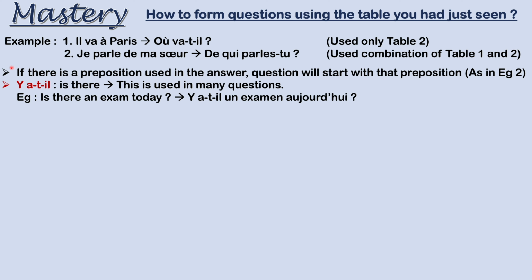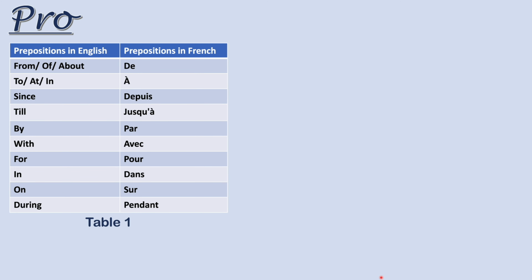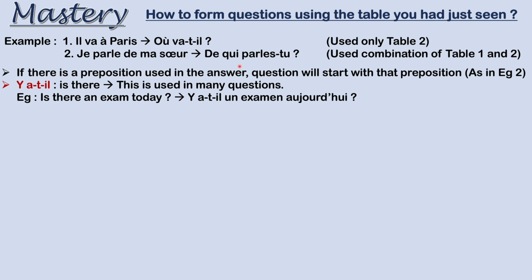Now, these are some very, very important points to note. If a preposition is used in the answer, like in example 2, where the preposition is de, which means of, and it also belongs to table number 1, the list I showed you, then you're going to start your question with that particular preposition. Like in example 2, de was the preposition, and we have used this de in the beginning of our question to make it more meaningful.